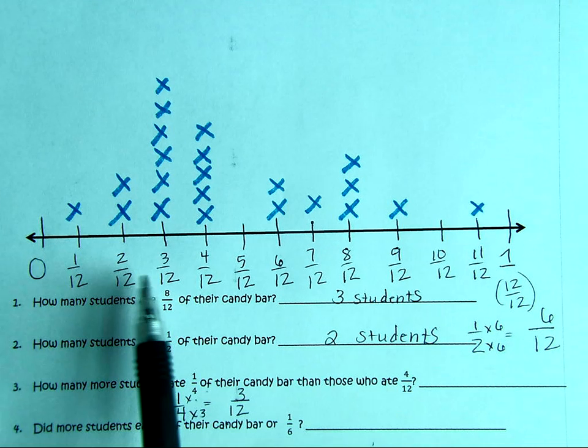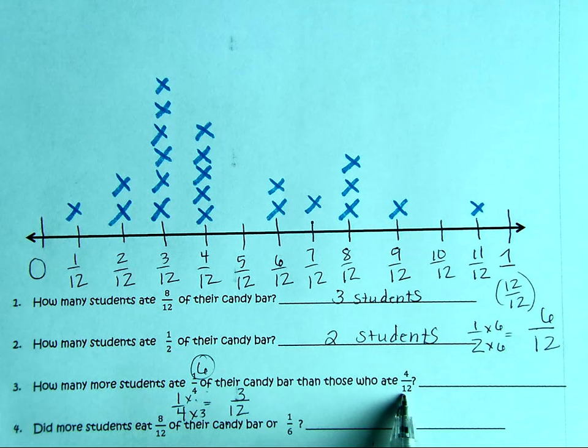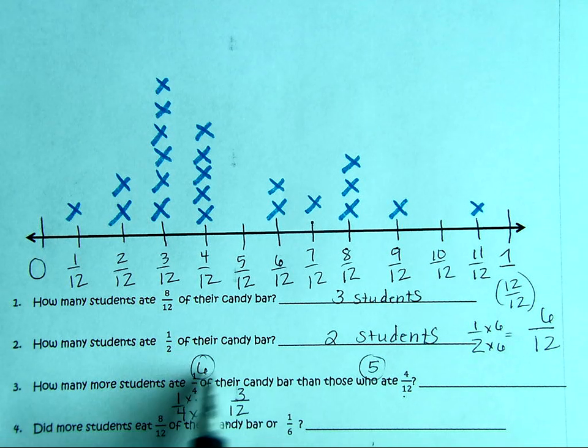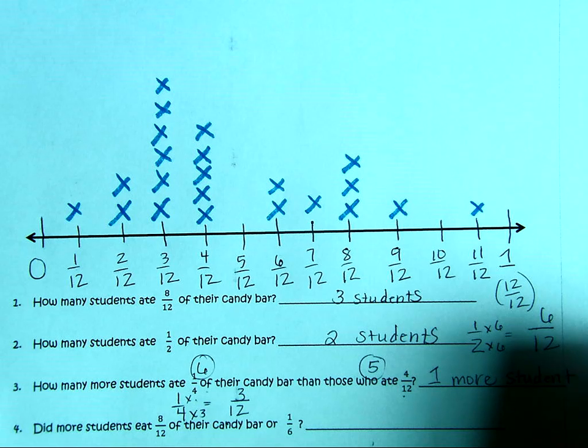Now I'm going to go over to the 4/12 category, and I see that 1, 2, 3, 4, 5 students ate 4/12 of theirs. So it says how many more? I will subtract 6 minus 4 to find out that 1 more student ate 1/4 of their candy bar than those who ate 4/12 of their candy bar.